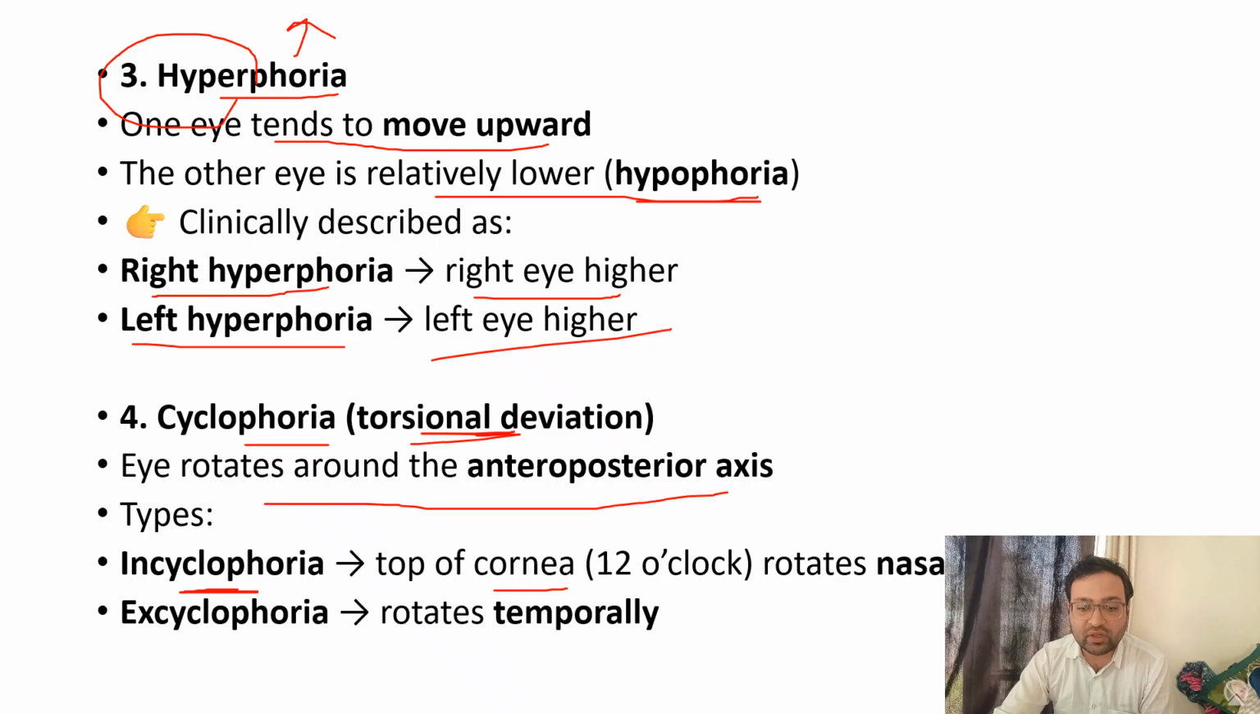Here the top of the cornea, 12 o'clock, rotates nasally. This is very important. Whenever we say intorsion and extorsion, we define it by the top of the cornea, that is 12 o'clock, rotating nasally. In excyclophoria, it rotates temporally.